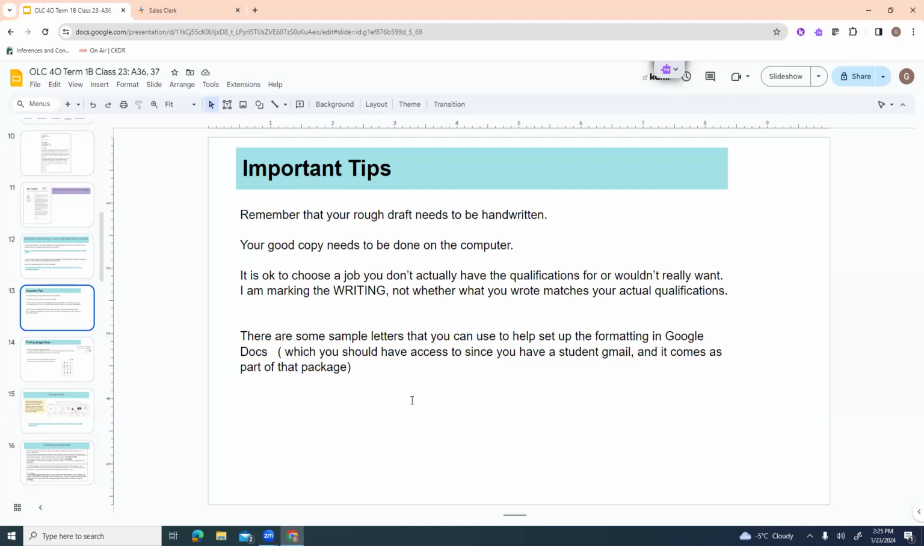There are some sample letters that you can use to help set up the formatting in Google Docs. You should have access to Google Docs because you should have a student Gmail. It comes with being registered at WASA, and it comes as part of that package. If you aren't sure what your WASA email is, you can always call the office or call me or send me an email, and I can send you what your Gmail is. And it's fine to use your own Gmail. That's fine too. It does not matter.